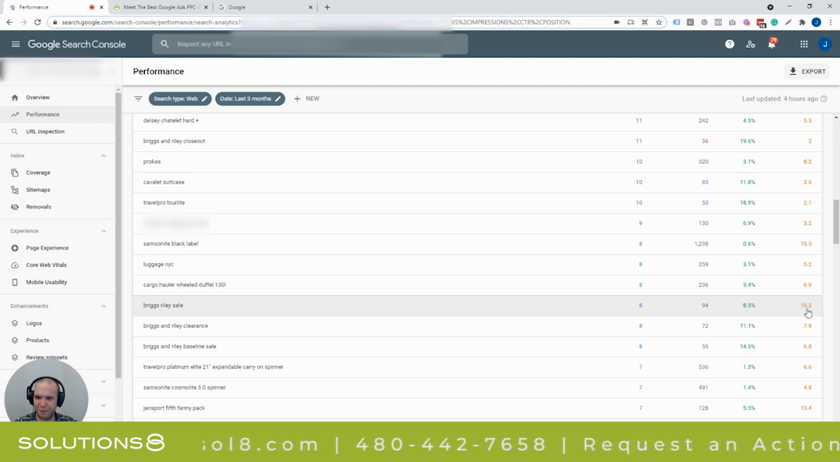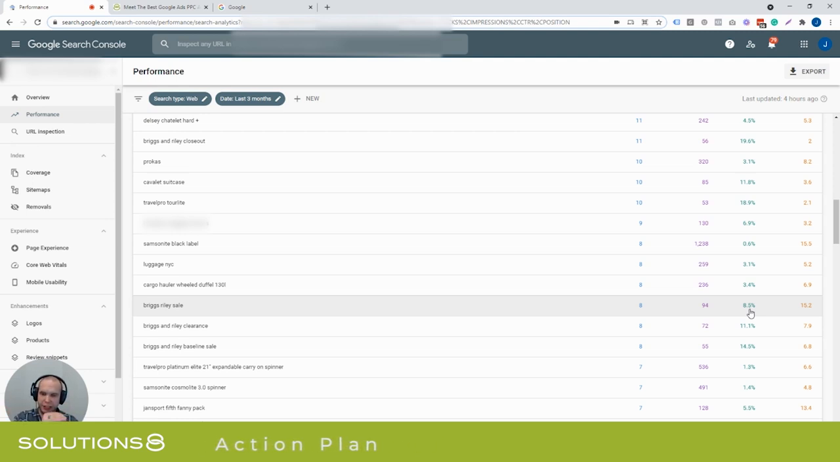15.2. This is halfway down page two. We have an 8.5% click-through rate. How many people go to two pages, and then halfway down the second page, click? 8.5%. That's usually what a 2.3 average position click-through rate would be. We're 15, and we're getting an 8.5. What is it? Briggs & Riley sale. Excellent. Do we have Briggs & Riley? I don't know. Do you? That's what you have to ask yourself. Is this appropriate for me? If so, and you have competitive pricing and people are looking for sales, bingo. Great, great keyword to bid on.